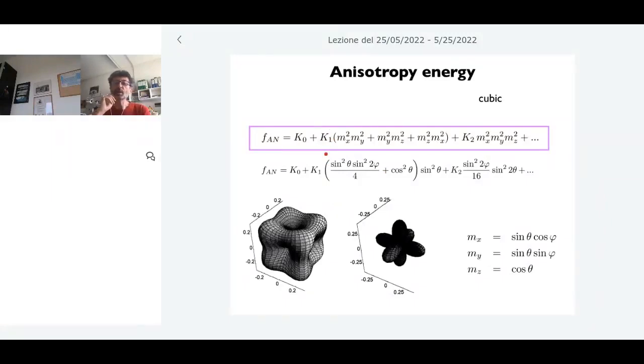And this is just described by the fact that K1 is negative. So with K1 positive in the cubic case, the magnetization will stay along the main axes of the cube. And this is typically what happens, for example, with iron. Otherwise, if K1 is negative, the magnetization will tend to stay along the diagonal of the cube of the crystal. And this is a typical situation for nickel. So it's not that strange. Quite common materials have quite different anisotropy energy.